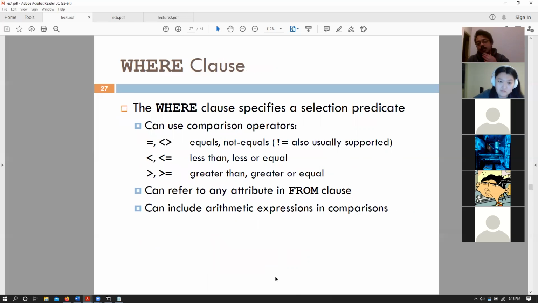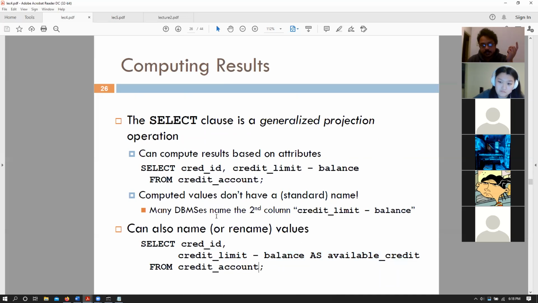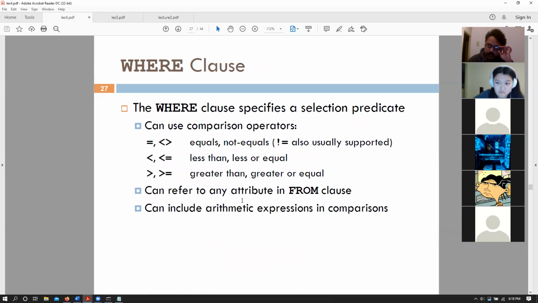Okay. So that was a select operation. The from operation is essentially to select a data, select a table. The select operation was used to select the attributes that we want. Now comes the where operation.